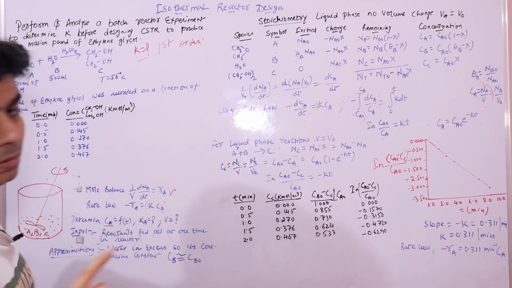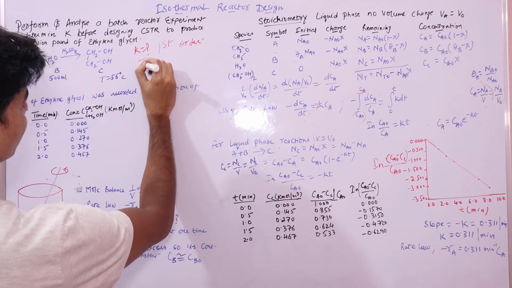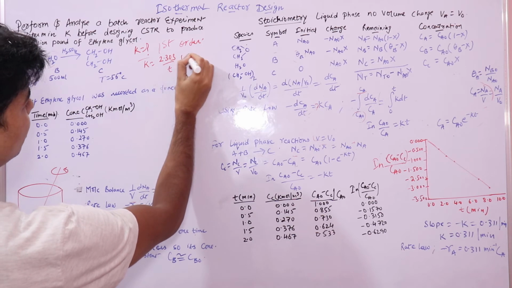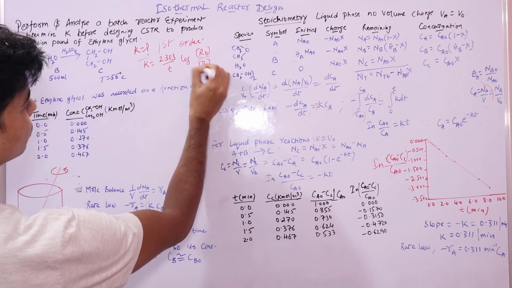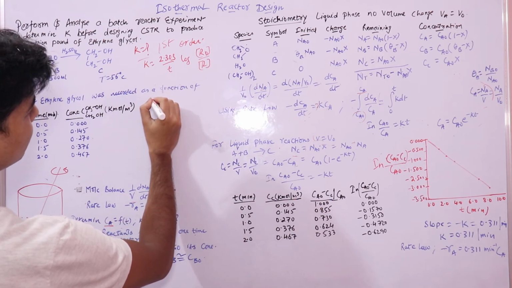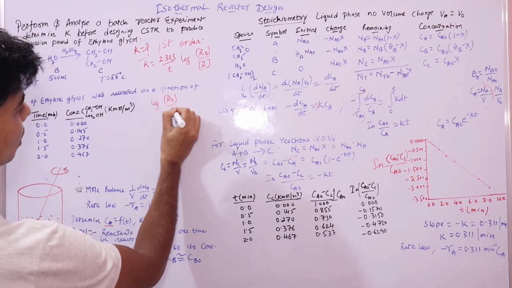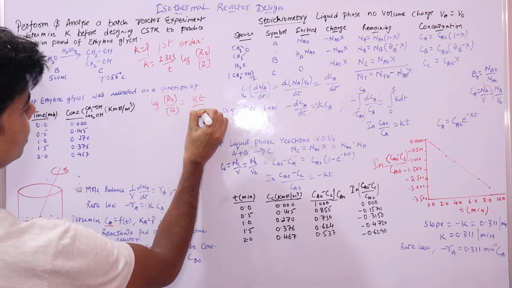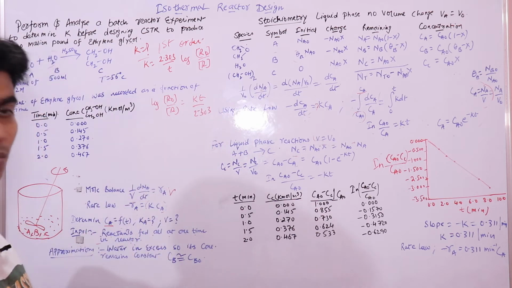and in school chemical kinetics, we derived this expression: k = (2.303/t) log(R0/R), that is, the initial concentration upon the final concentration. We will rearrange this equation, and on rearranging we get log(R0/R) = kt/2.303. t is a variable, k/2.303 is a constant.